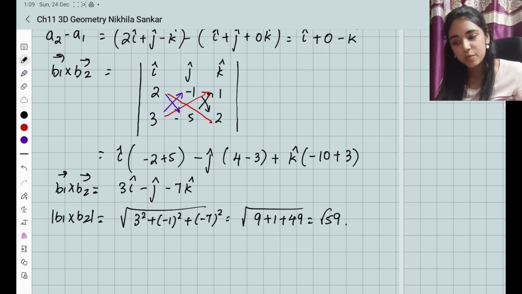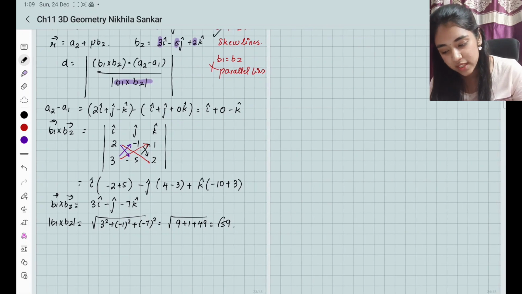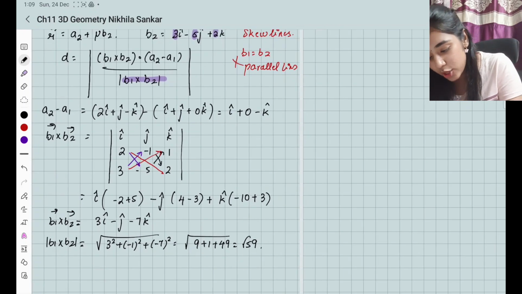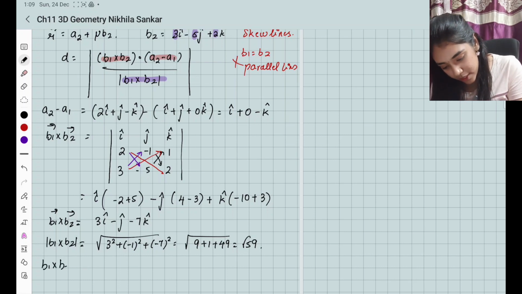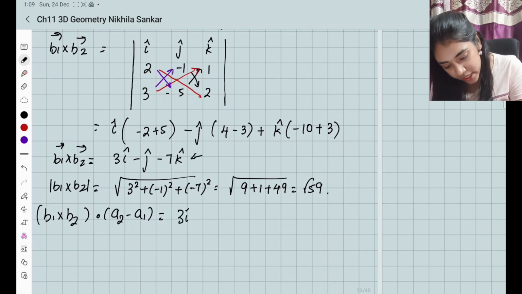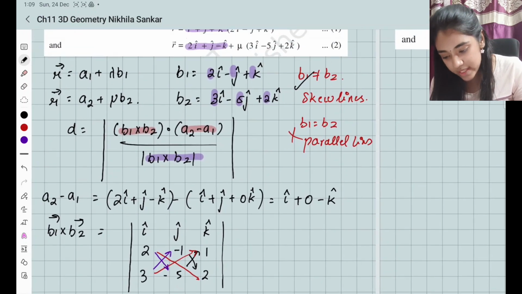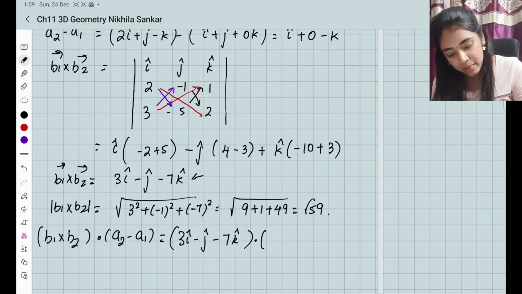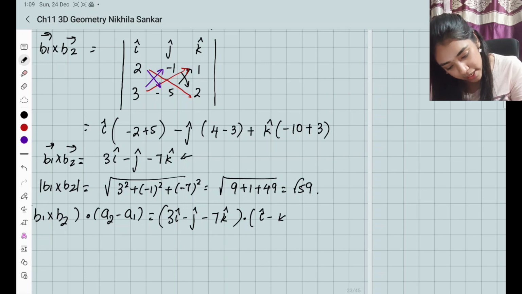இப்போ b1 cross b2 கண்டுபிடிச்சாச்சு. When I substitute everything in the formula, அதுக்கு முன்னாடி I have to find the dot product. So b1 cross b2 dot product a2 minus a1. So b1 cross b2 dot product a2 minus a1 is going to be b1 cross b2 என்ன வந்தது இங்க இருக்கு. So I have 3 i cap minus j cap minus 7 k cap dot product a2 minus a1, we found it to be i minus k. So I have i minus k.